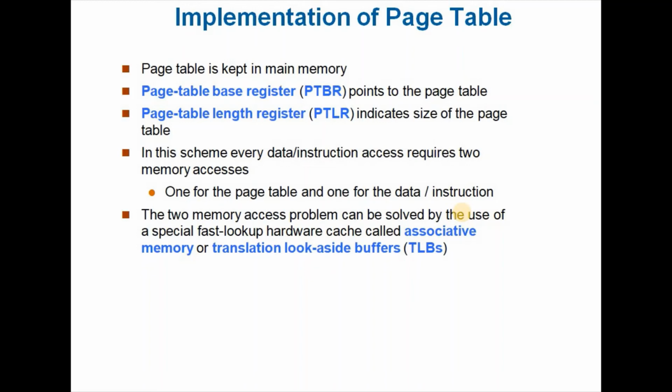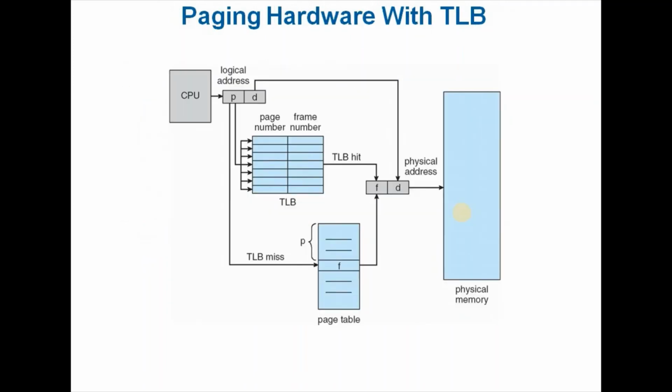In this scheme, every data or instruction access requires two memory accesses, because the page table itself is in the primary memory. So we need to access the page table, and the next access will be for the corresponding data. The two memory access problem can be solved by use of a special fast lookup hardware cache called associative memory or translation look-aside buffer. TLB is an important topic, which is actually a high-speed memory element like cache, and the hardware is here. From the hardware, we can see that there is a TLB.